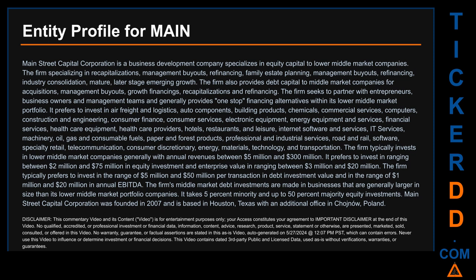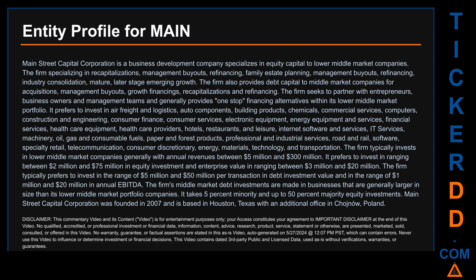The firm typically invests in lower middle market companies, generally with annual revenues between $5 million and $300 million. It prefers to invest between $2 million and $75 million in equity investment, and enterprise value ranging between $3 million and $20 million. The firm typically prefers to invest in the range of $5 million to $50 million per transaction in debt investment, and in the range of $1 million to $20 million in annual EBITDA.